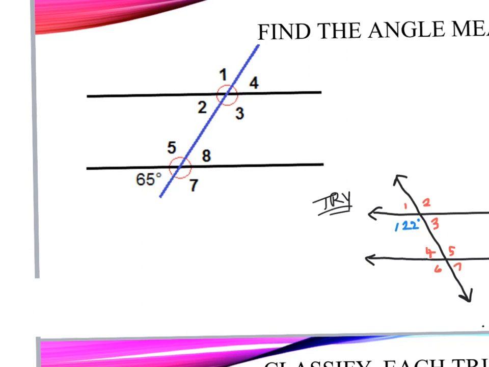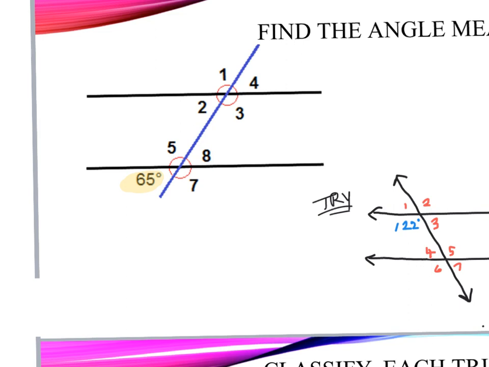Okay, let's apply all that information that we just did on the previous page to this example. You'll notice that I have 65 degrees down here in this angle corner. Nothing else is filled in. My job is to find out the measurements of 1, 2, 3, 4, 5, 6, and 7. Actually, not 6, but 7, sorry. So, how might I approach this?